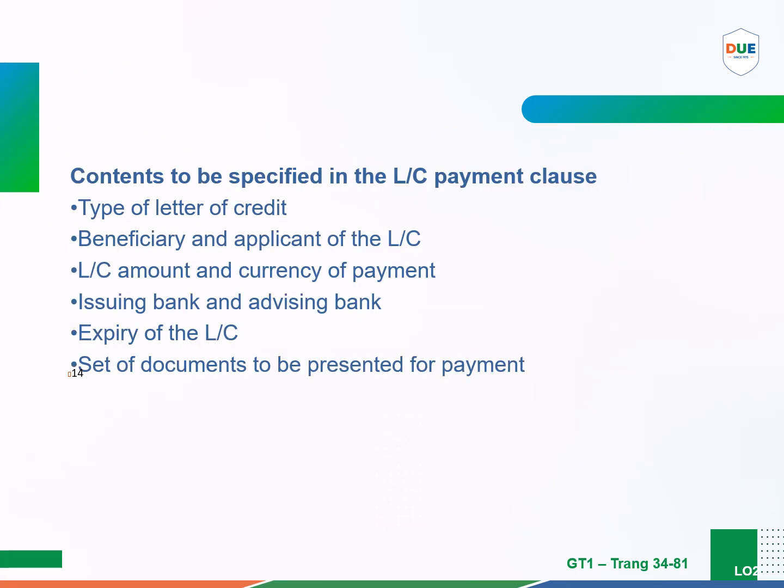When the parties agree to pay by letter of credit, the payment clause in an international sales contract must be clearly and fully specified. Clearly defining these contents helps reduce risk, prevent disputes, and provides a solid basis for banks to make accurate payment. First is the type of letter of credit. The contract should specify whether it is irrevocable or revocable, confirmed or unconfirmed, and whether it requires immediate or deferred payment. In practice, the most common type today is an irrevocable letter of credit, as it provides better protection for the exporter.